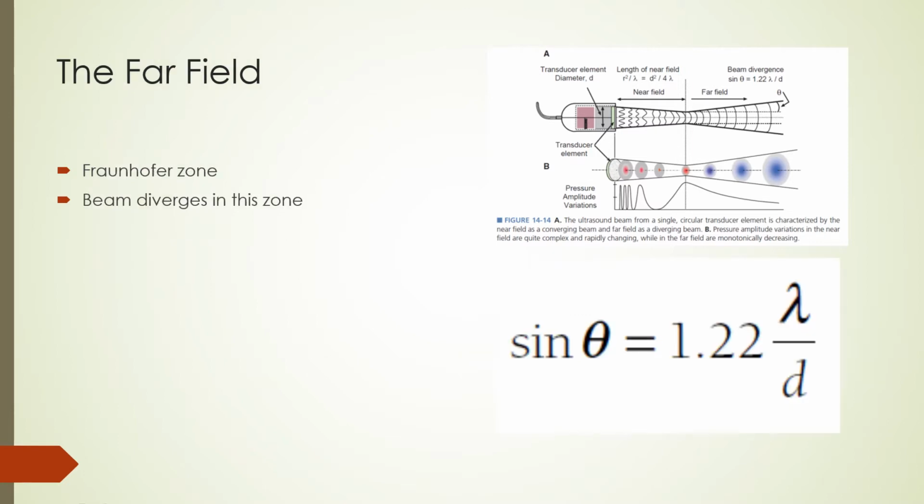The far field is also known as the Fraunhofer zone, and the beam diverges in this region. For a large area single element transducer, the angle of ultrasound beam divergence for the far field is given by the formula shown here, where d is the effective diameter of the transducer and lambda is the wavelength. So I can show you here with a laser pointer. This is the effective diameter and that is the wavelength, and the angle theta is shown here for the far field.